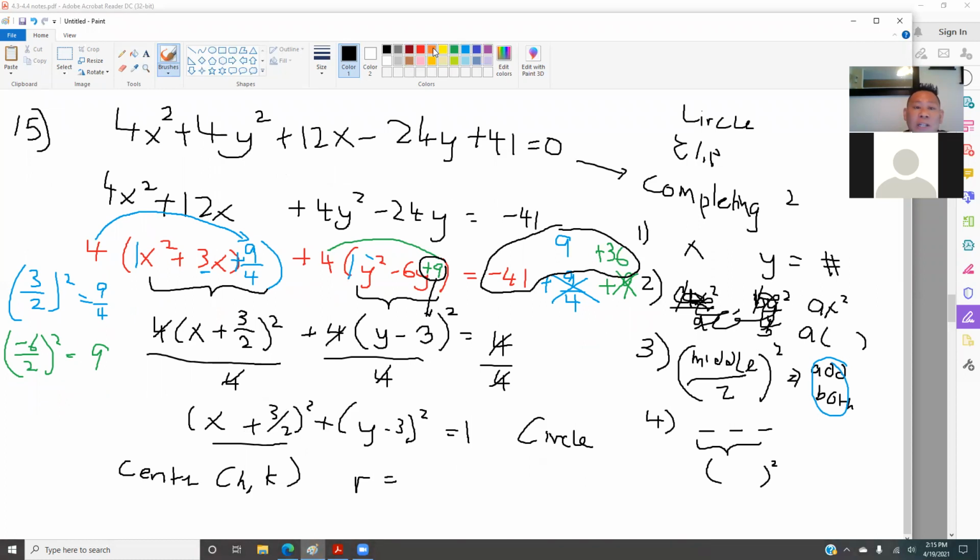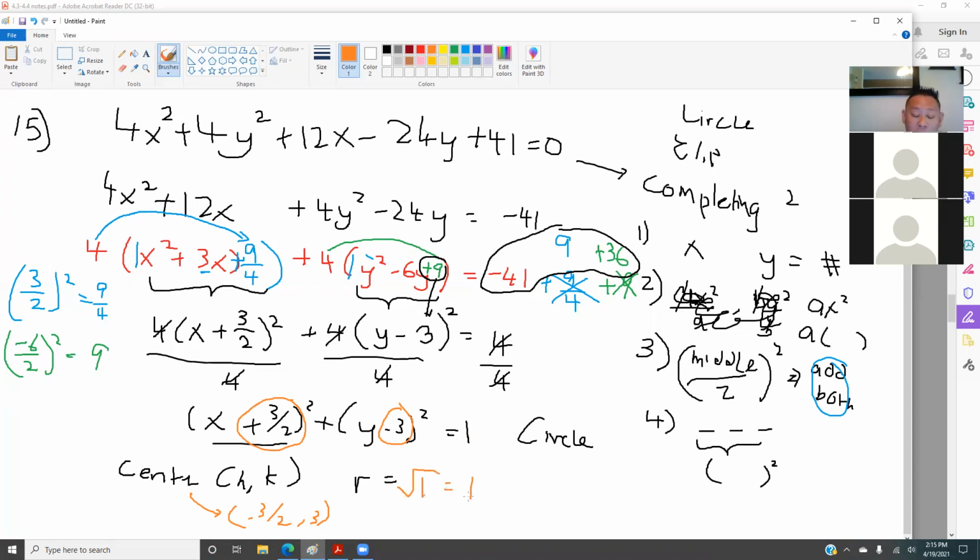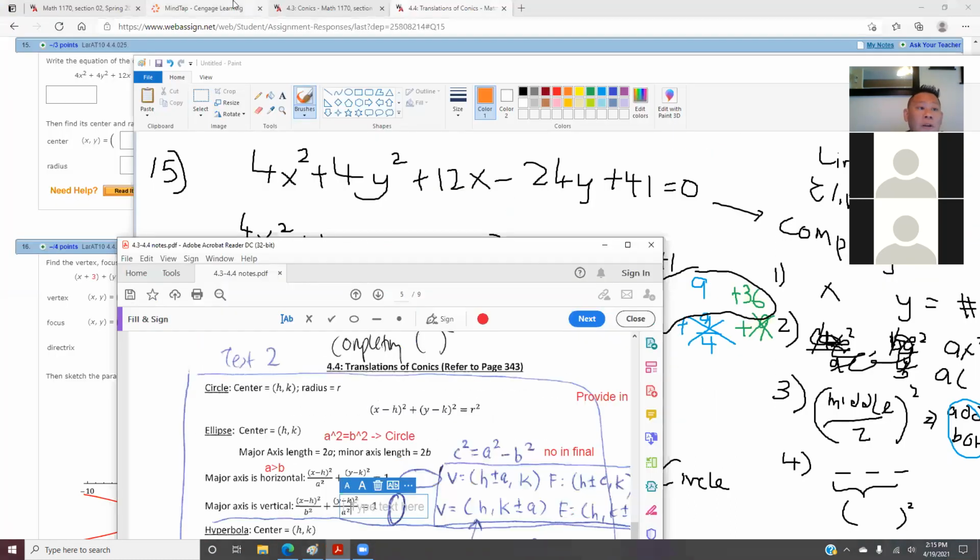So what is my HK in this case? This is my H, and this is my K. So anyone know what is the HK in this case, your center? Is it negative 3/2 and 3? Yep, that is correct. So this is how you get your HK. And your radius is the square root of this last one. So the square root of 1, which in this case is 1. So this is how you figure out your center and your radius. This is for question number 15 in your homework here.